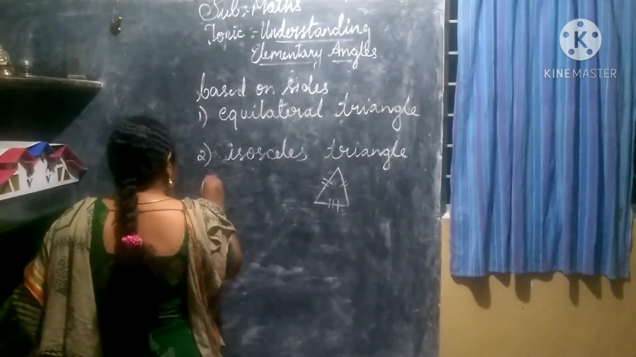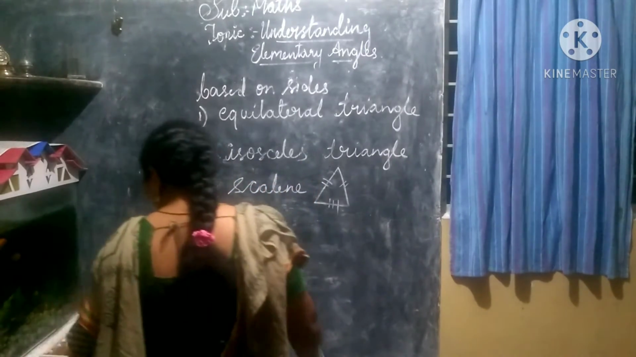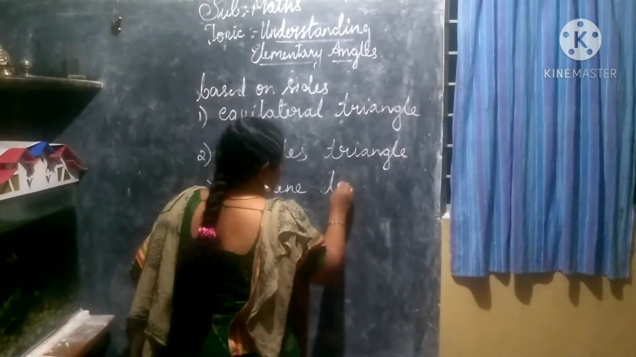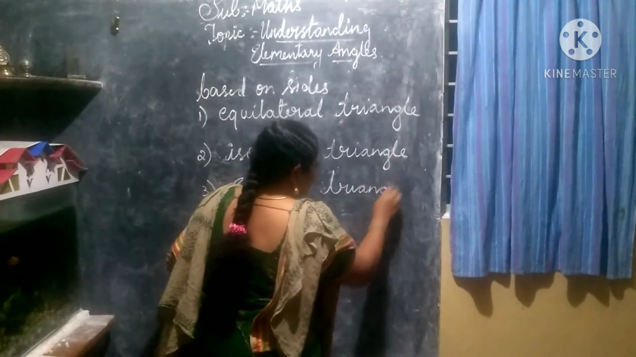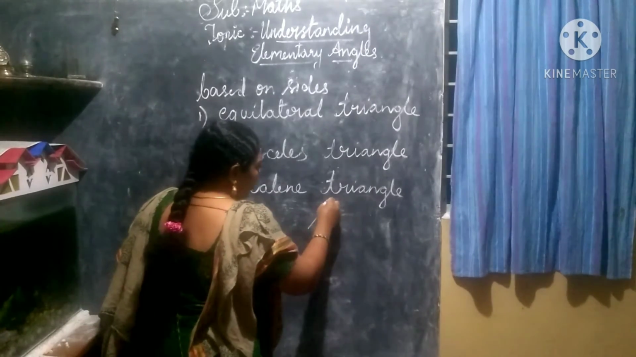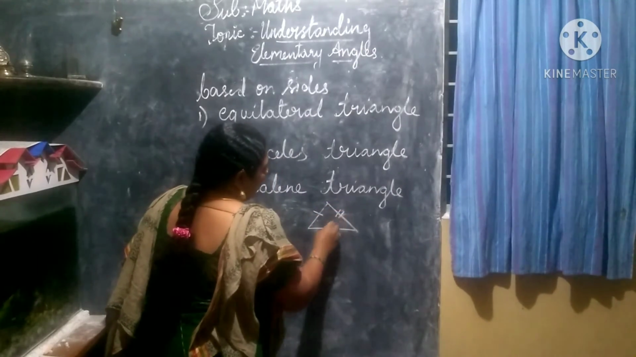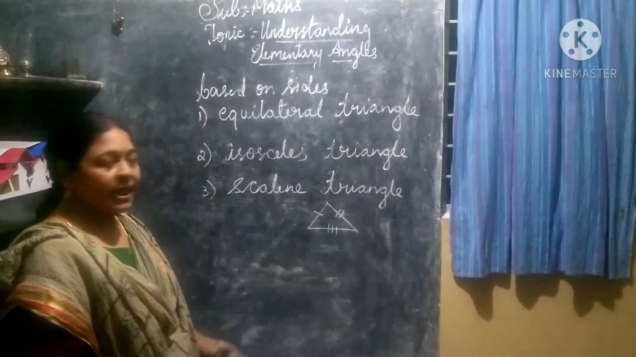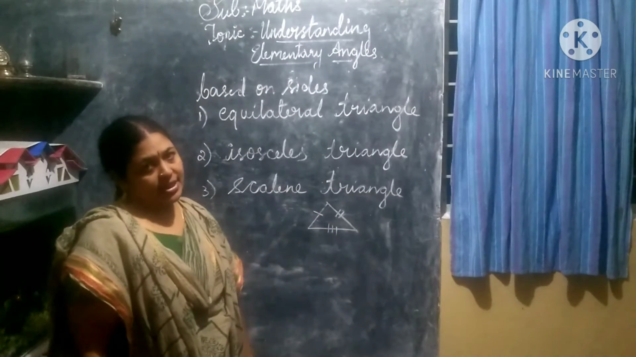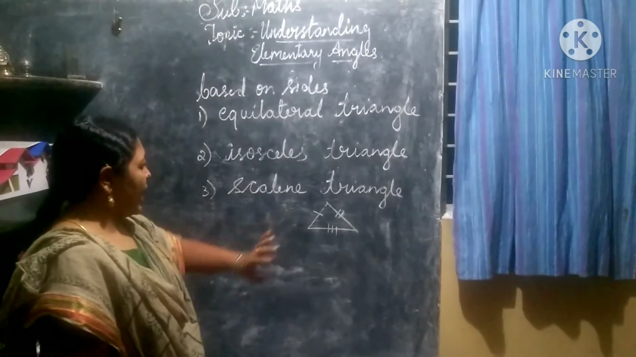The third one is called a scalene triangle. So what could be a scalene triangle? When all the 3 sides are different. When none of the sides are equal, then it is called a scalene triangle. This will be 1 centimeter, this is 2 and this is 3. They are different centimeters. So when all the 3 sides are different, then it is called a scalene triangle.